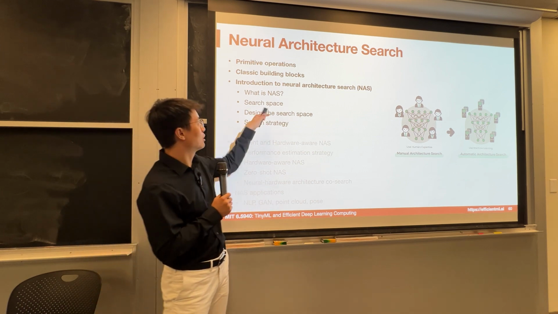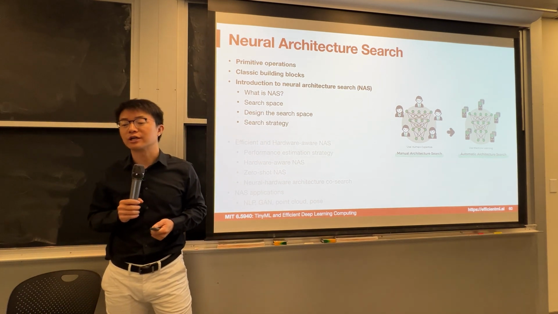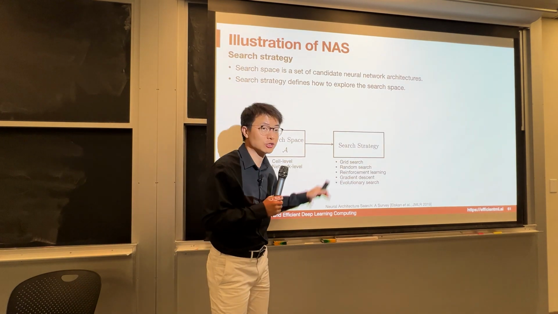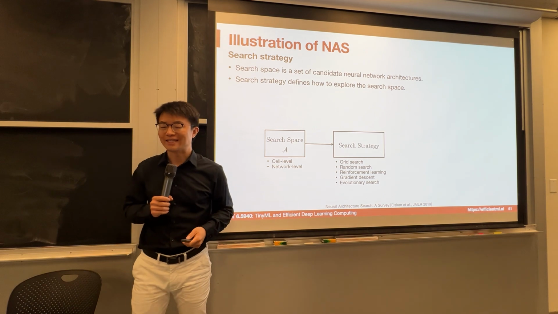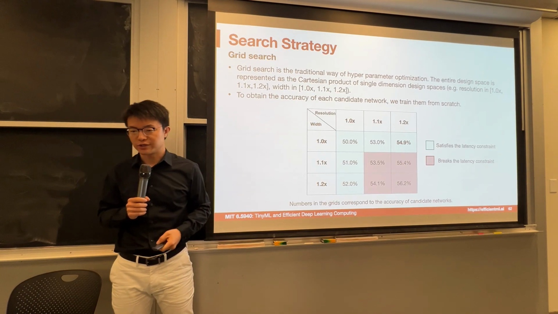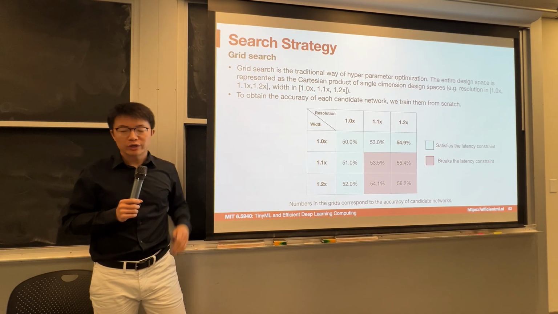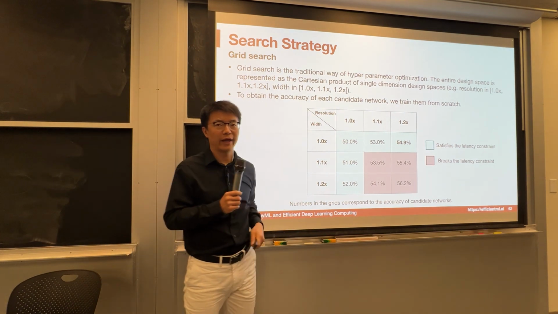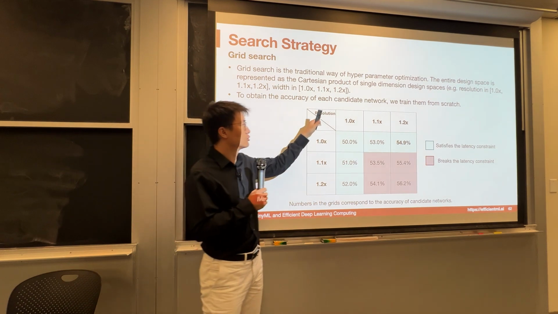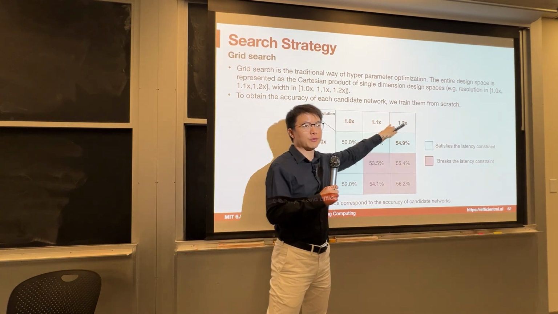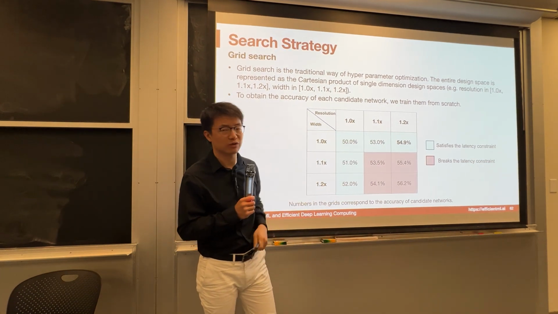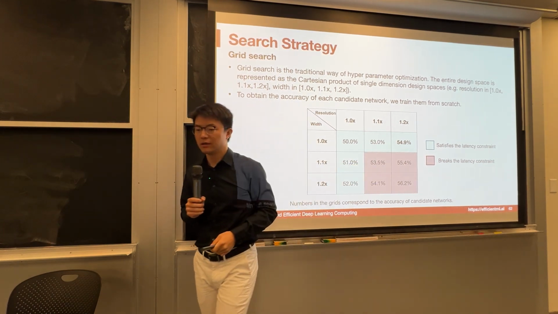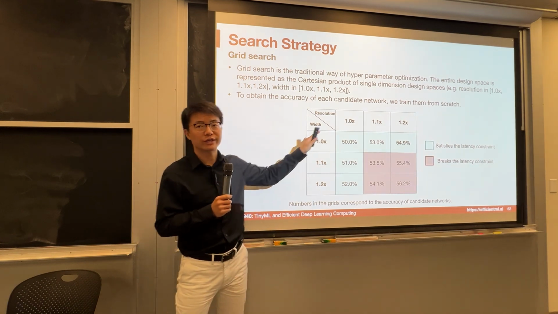Okay, so having talked about the search space, now we switch gears to talk about the search strategy, including grid search, random search, reinforcement learning, gradient descent, and also evolutionary search. Grid search is the simplest one. Like here, we want to search between the width and also the resolution. This is a design space for the resolution. This is a design space for the width. If you have only 2 dimensions, this becomes a grid. That's why we call it a grid search.